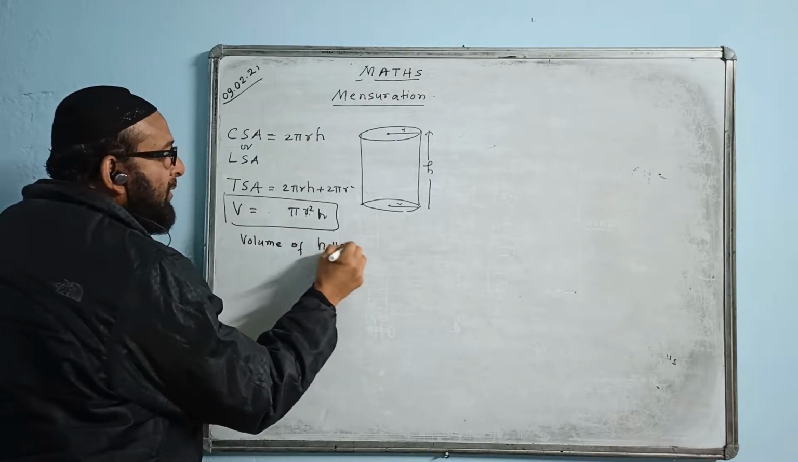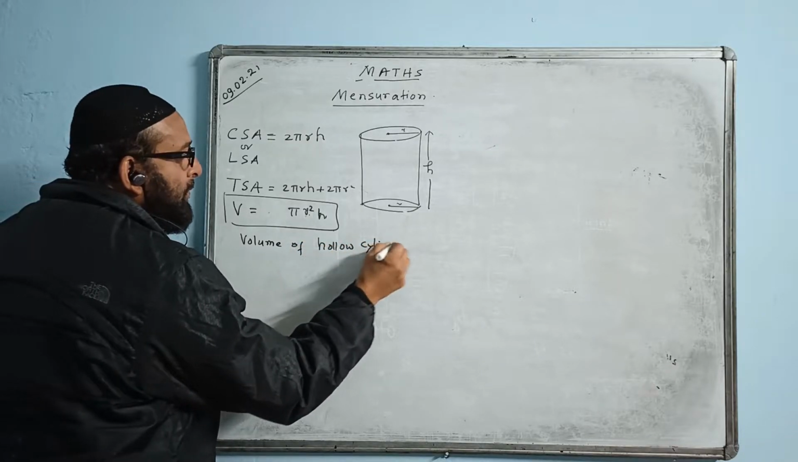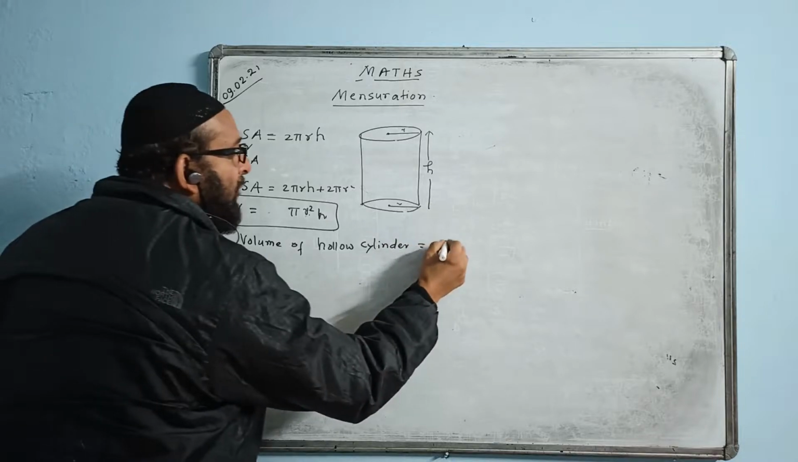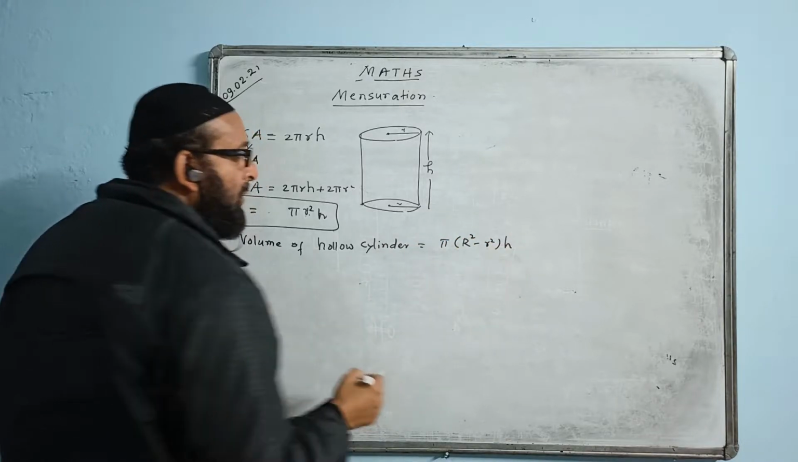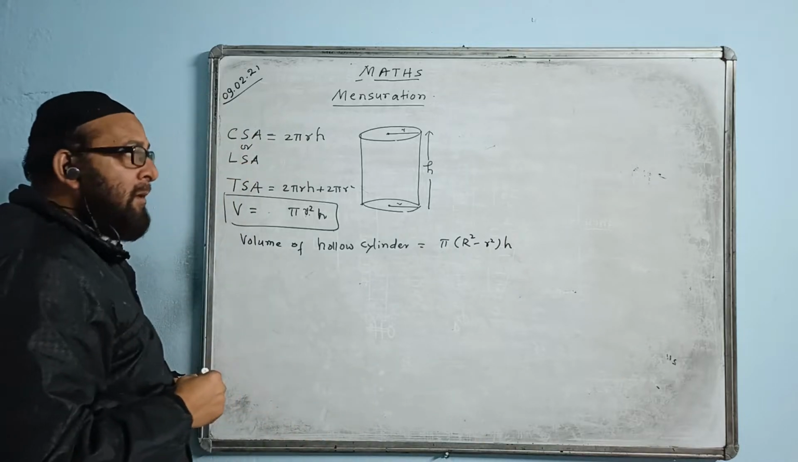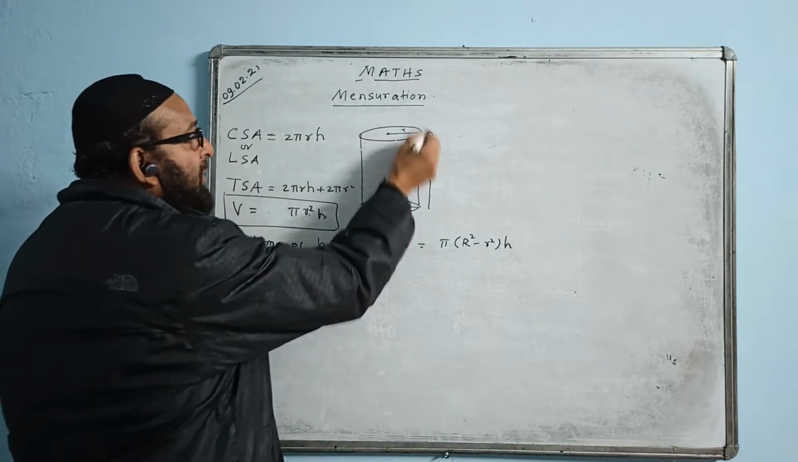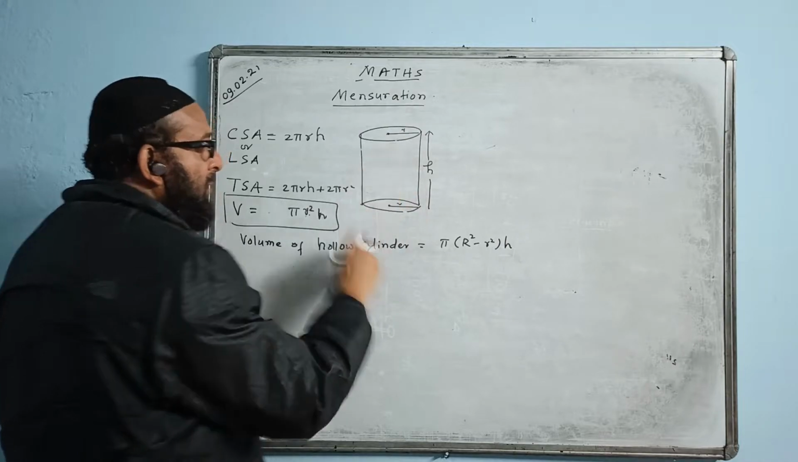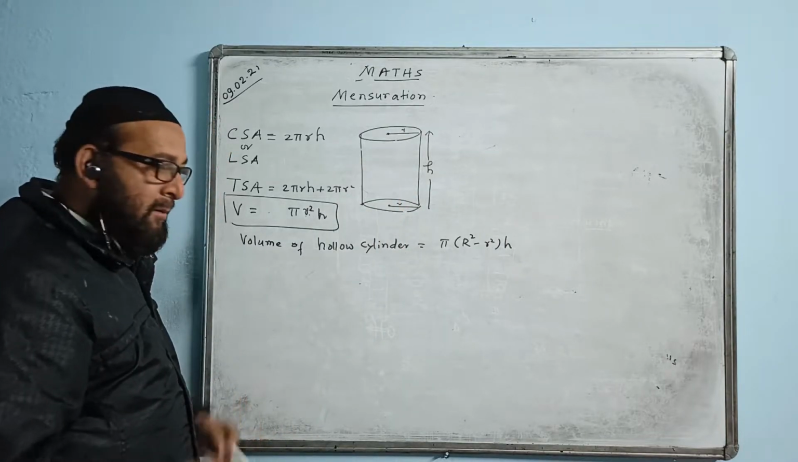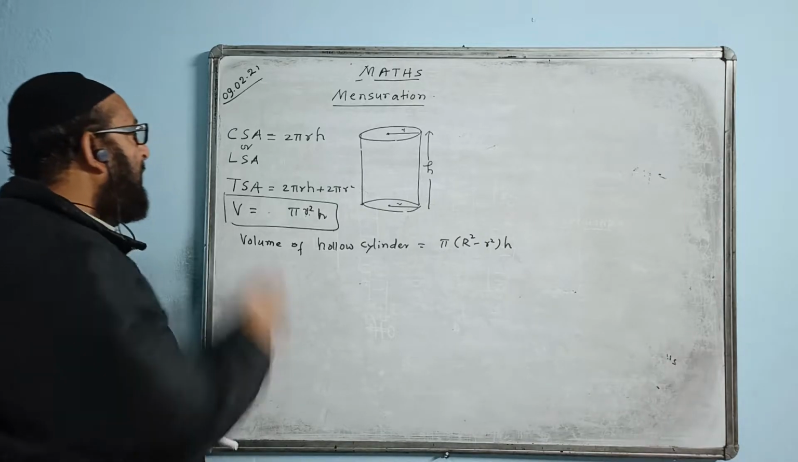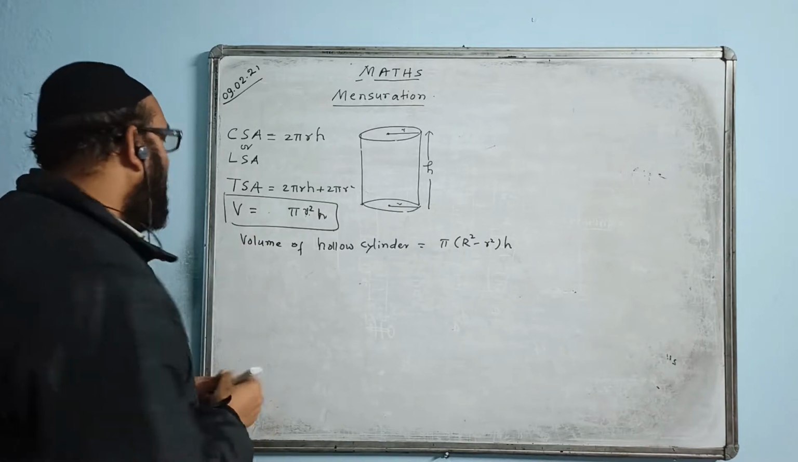Then volume of hollow cylinder. Volume of hollow cylinder formula will be pi into big R square minus small r square, into h. That is the formula of hollow cylinder. Okay, copy these 4 formulas.